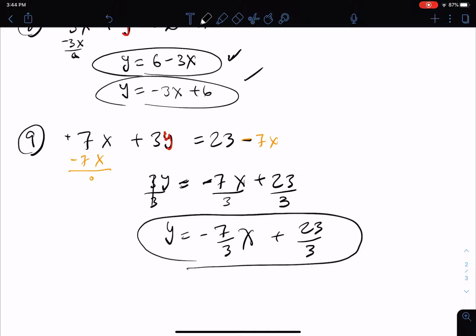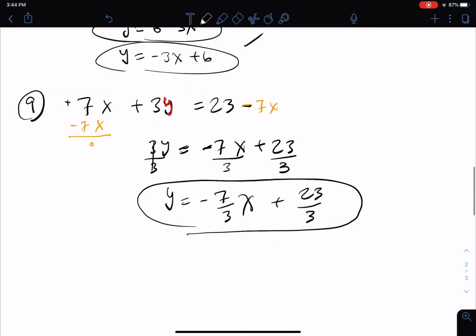Okay, right. And of course that could be written as a mixed number. Writing something as a mixed number does not reduce it. It just writes it in a different form.